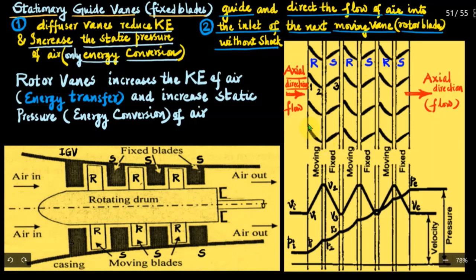And one more important thing, a diffuser action, as I explained already. Because of the increase in area between the inlet tip and outlet tip, these diffuser vanes can convert kinetic energy into static pressure. That means it will increase the static pressure by reducing the kinetic energy, that is energy conversion. Then rotor vanes increase the kinetic energy of air, that is energy transfer, and increase static pressure, that is energy conversion of air, as I explained already.